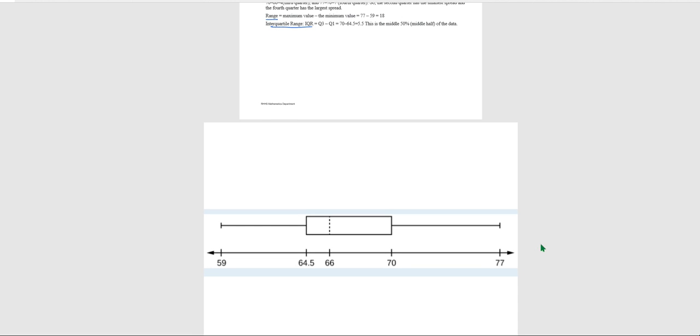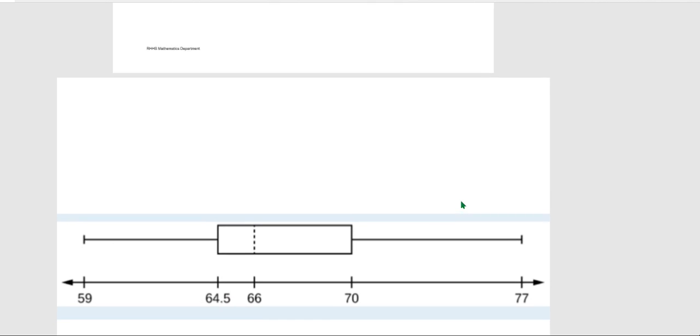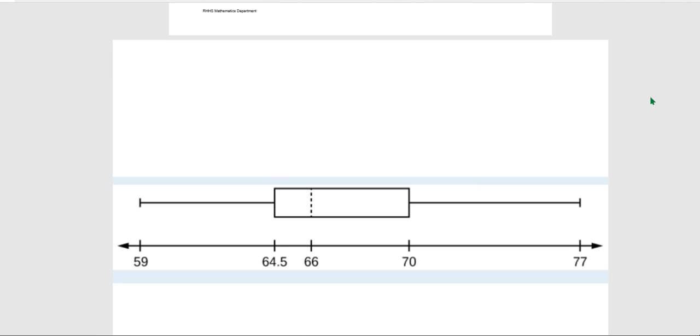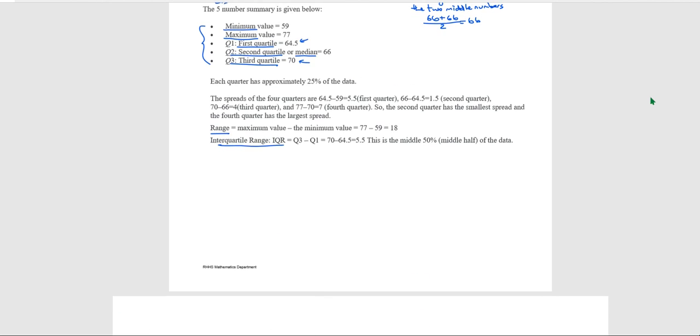This is an example of a box plot. It's also called a box and whisker plot. Okay, I'm going to show you why. The numbers that they gave us on the previous page, remember 66 was the median, so I'm going to put here the median. And remember, median is also called Q2. Q1, which is the middle of the first half, almost like the median of the first half, is over here, 64.5. And the Q3 is the 70, right? Those are the numbers we calculated up here.